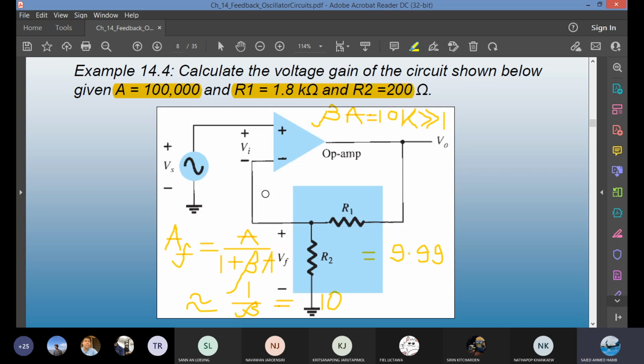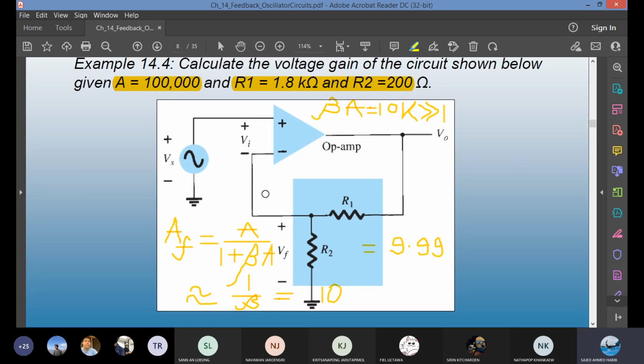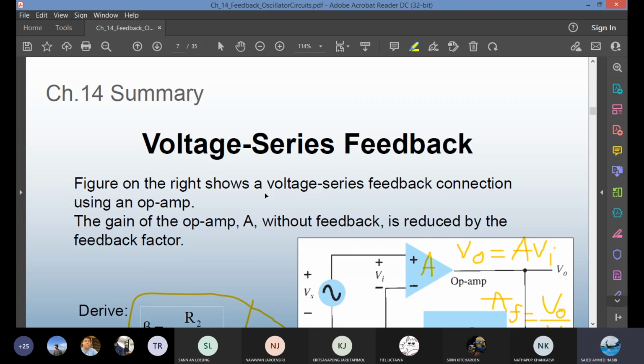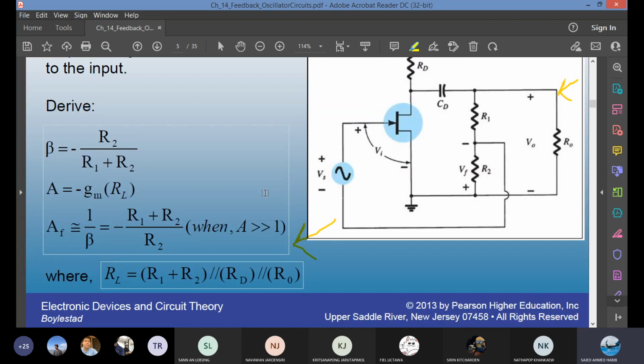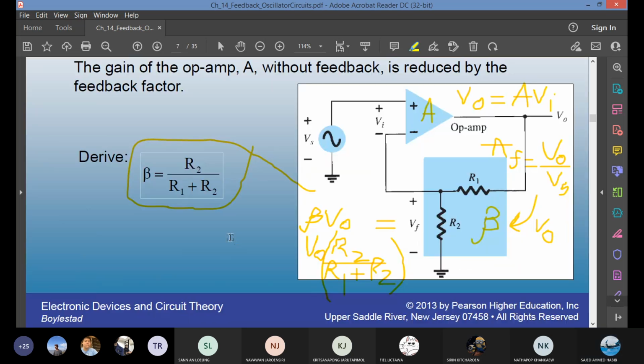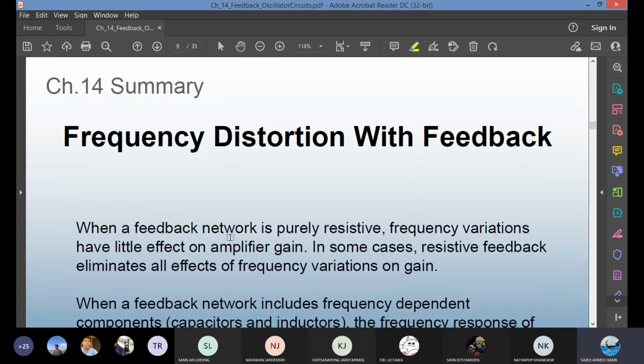So that's the case where you can approximate the feedback gain equals 1 over beta. But if you don't satisfy that condition, it's wrong. If anyone has missed this information in my previous class, here is a mistake on the slide. It says when A is much, much greater than 1, this is not only A, this is beta times A much, much greater than 1. So this is a correction you have to make on slide number 5. We move on to the next one.